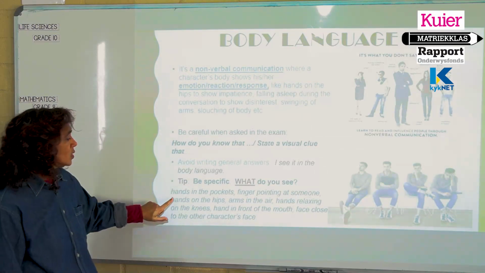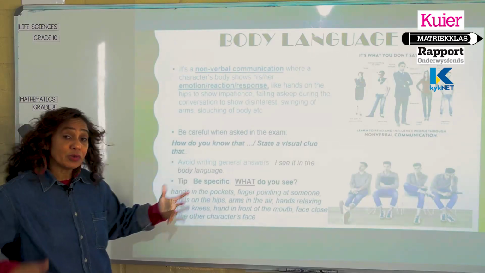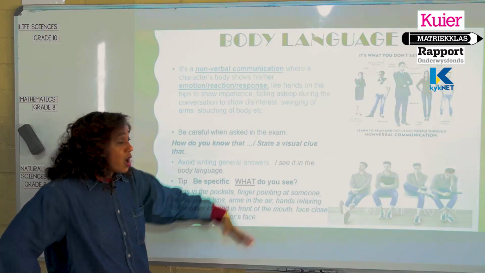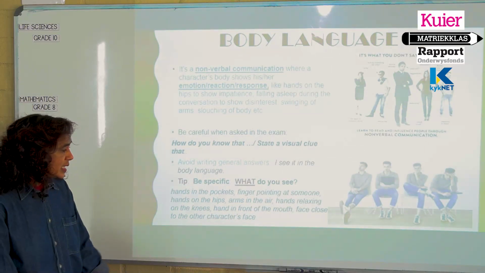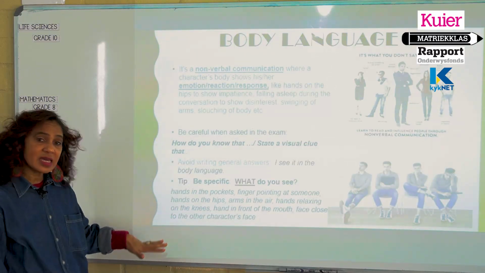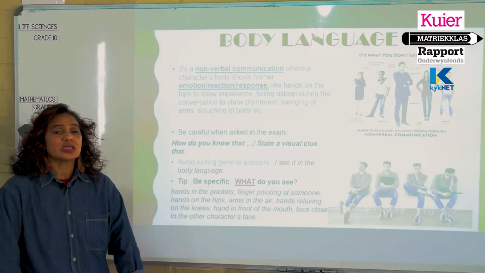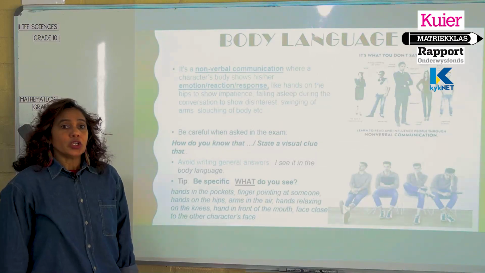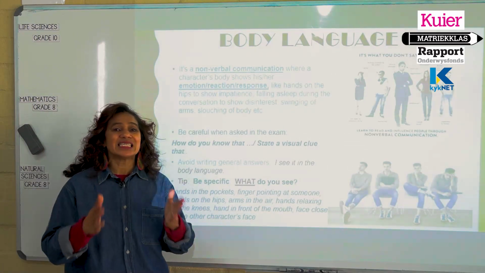Are you seeing someone whose hands are in his pockets? His fingers pointing at someone? His hands are on the hips, like I just said, akimbo, but you don't have to use the word akimbo. You can say hands are on the hips, or you can use akimbo, or arms in the air because of frustration. Hands relaxed on the knees when they sit, hands in front of the mouth, face close to the other character's face. Those are all part of body language because you're leaning forward. Are you just slouching? Are you standing up straight? Are you looking up? Because obviously when you stand up straight, you look very confident. So those are the things that you need to describe.